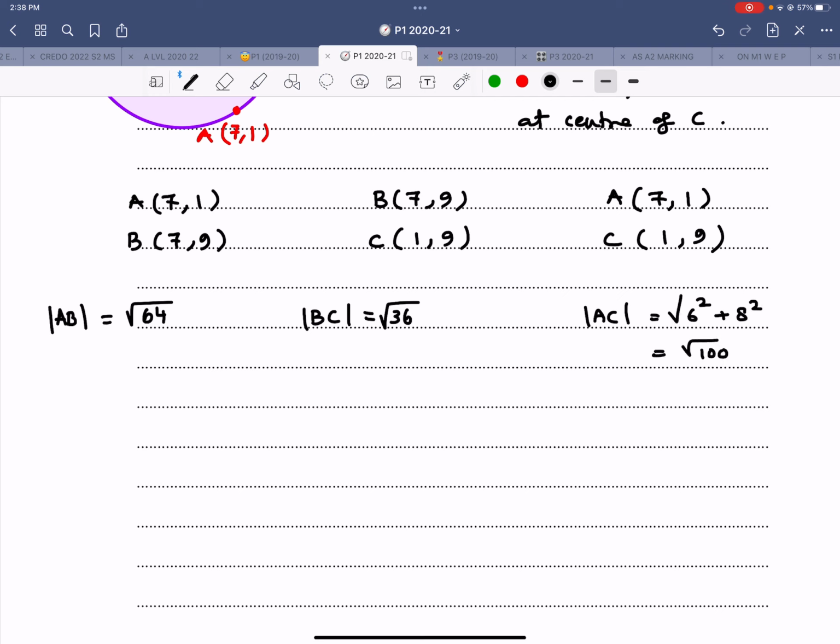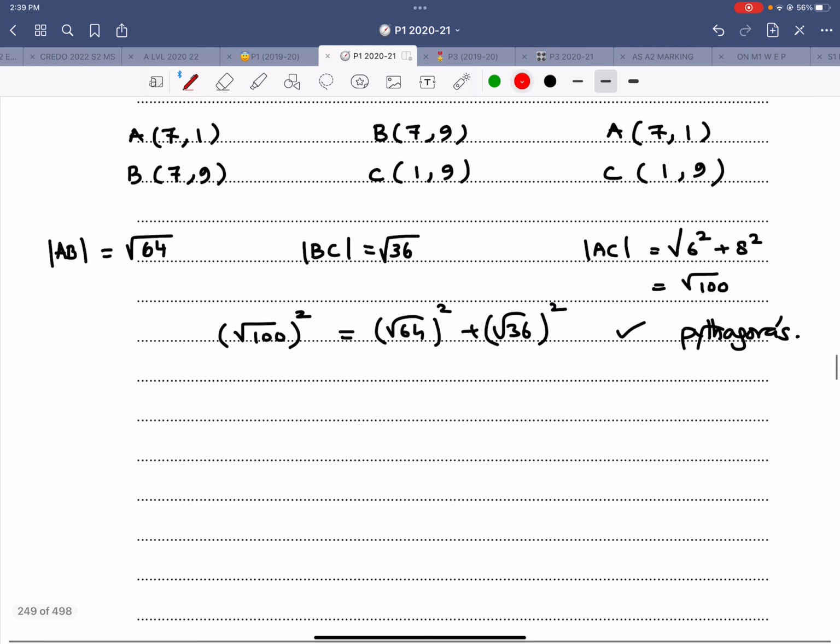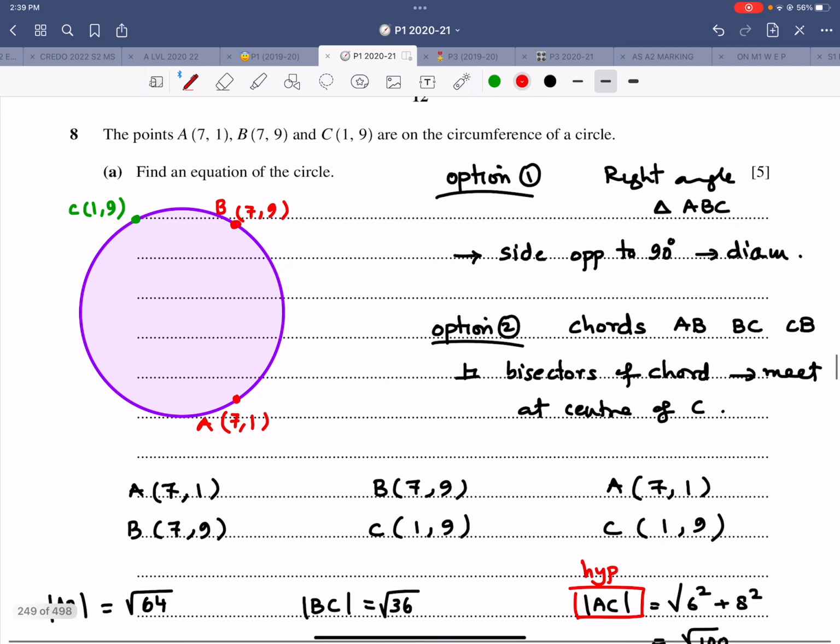Yes, it's a right angle triangle. Why? Because root 100 squared is basically root 64 squared plus root 36 squared. So it fulfills Pythagoras theorem. Only a right angle triangle can fulfill this. Which is the greatest side? The greatest side is AC, so AC becomes the hypotenuse. A and C are the endpoints. Double check. These two are the endpoints. So C and A will make the diameter.